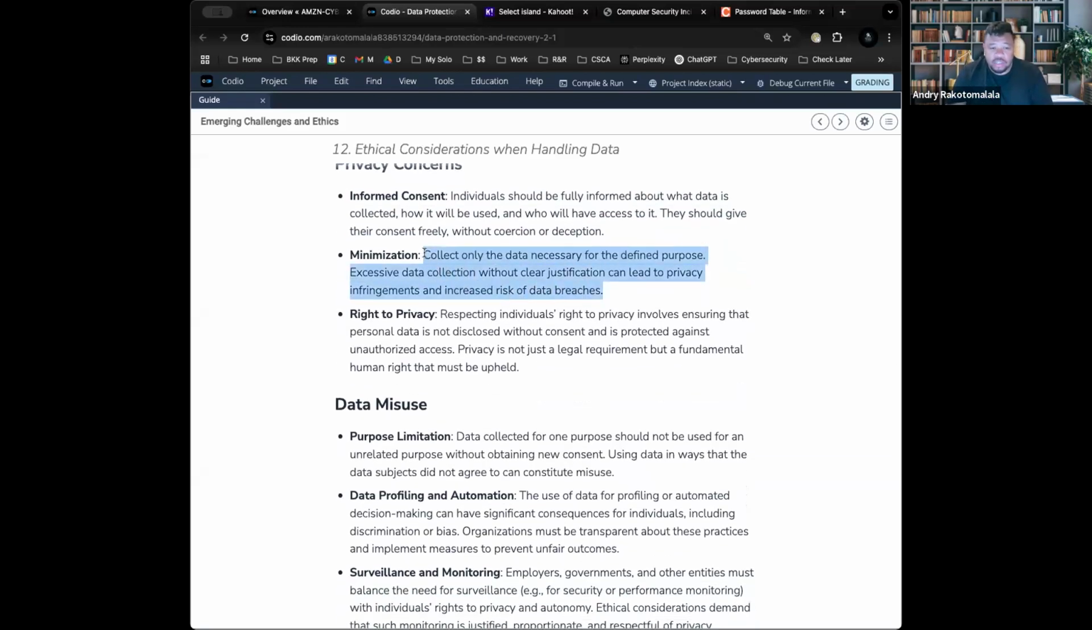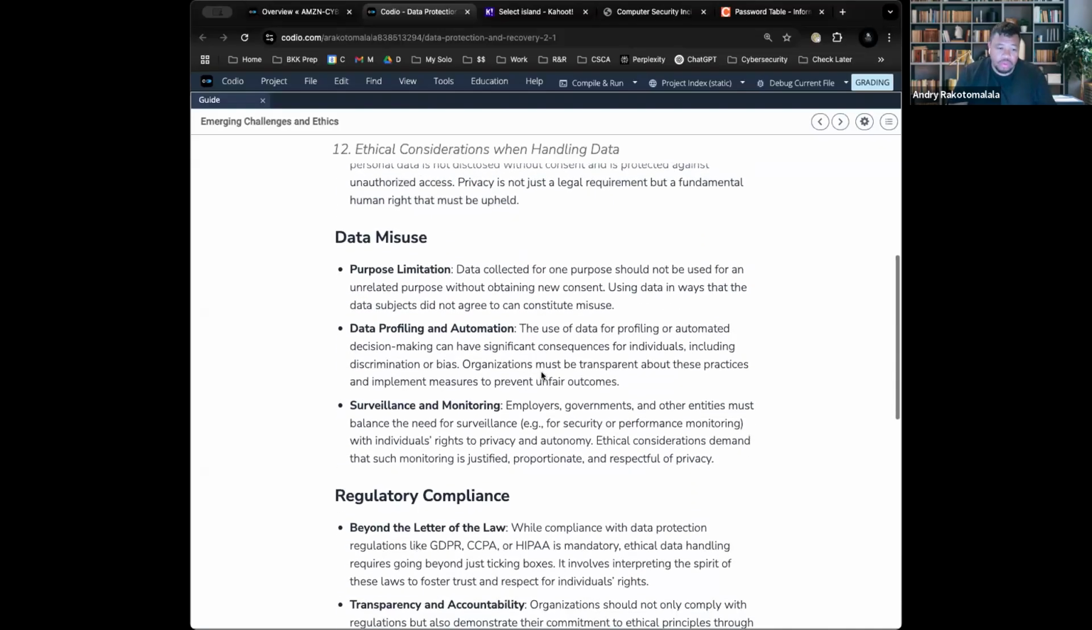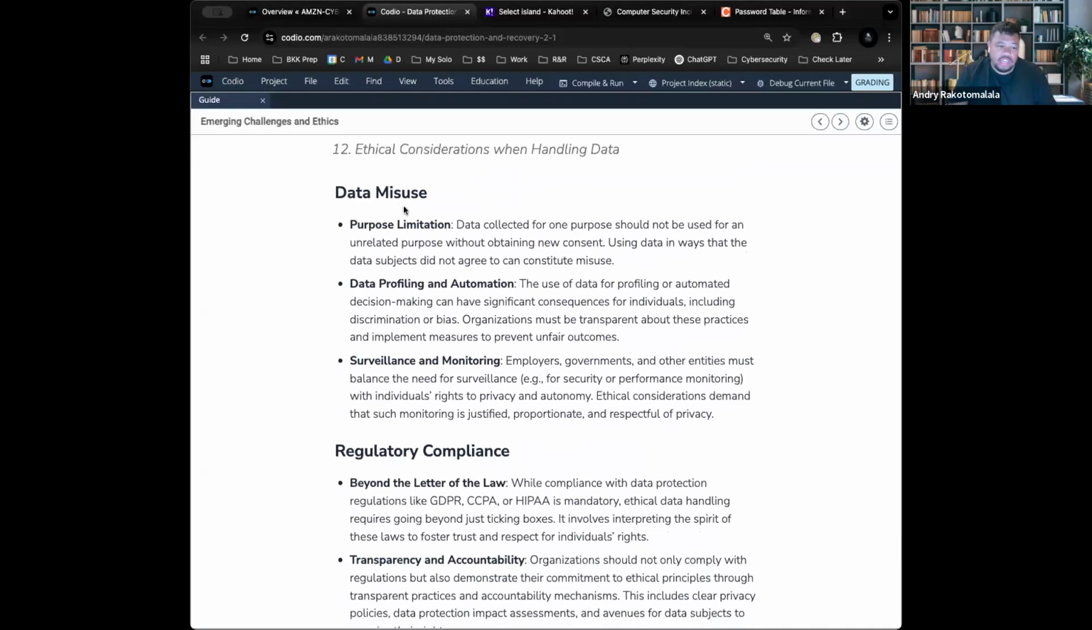Minimizing collection just means, like I said before, you should not collect all data. It's again the principle of least privilege. You only collect the data that you need. You only process, transfer, and move data that you need. You don't need to process and move all the data. Then the right to privacy. This is just making sure you're respecting things like GDPR and CCPA. The people have rights.